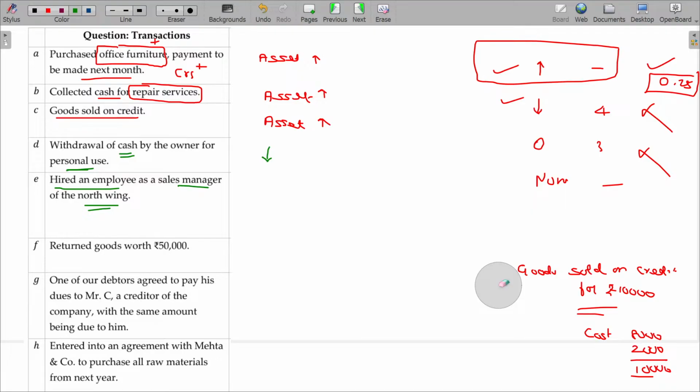Sir, we don't want to score minus 0.25. At least 0 is better than minus 0.25. Come on, tell me. Guess.